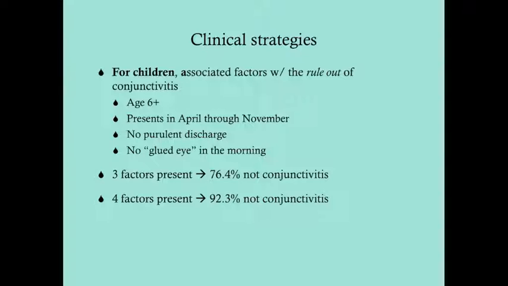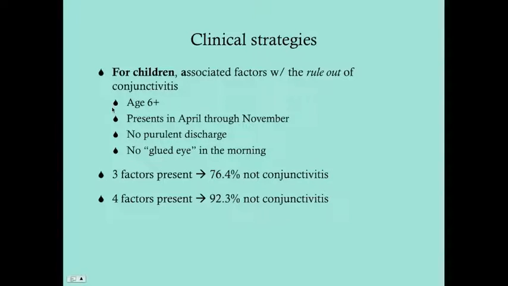If they present in those late spring, summer, early fall months, April through November, they're less likely to have conjunctivitis than if they presented between November and April. If they do not have purulent discharge, they're less likely to have conjunctivitis than if they were to have watery or no discharge. And if they don't have that glued eye problem in the morning or after they wake up, they're less likely to have conjunctivitis than if they did.